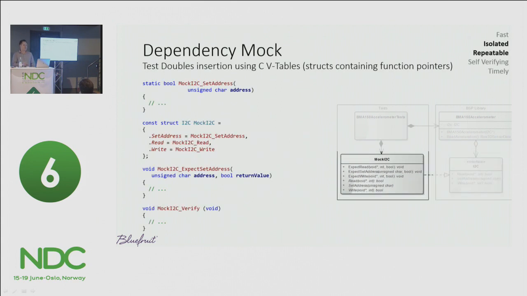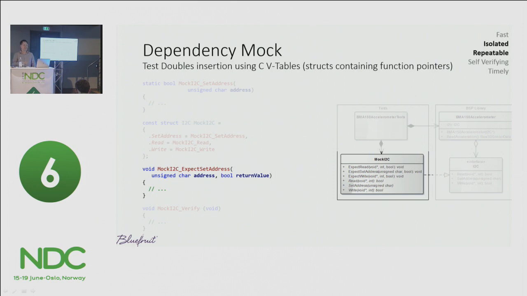For the mock, I need to define the methods that match the function pointer declarations in the vtable struct. So I've only shown the definition for the setAddress function here. The others didn't fit on the slide. I then need to create an instance of the vtable struct, filling the function pointers with the addresses of my functions.